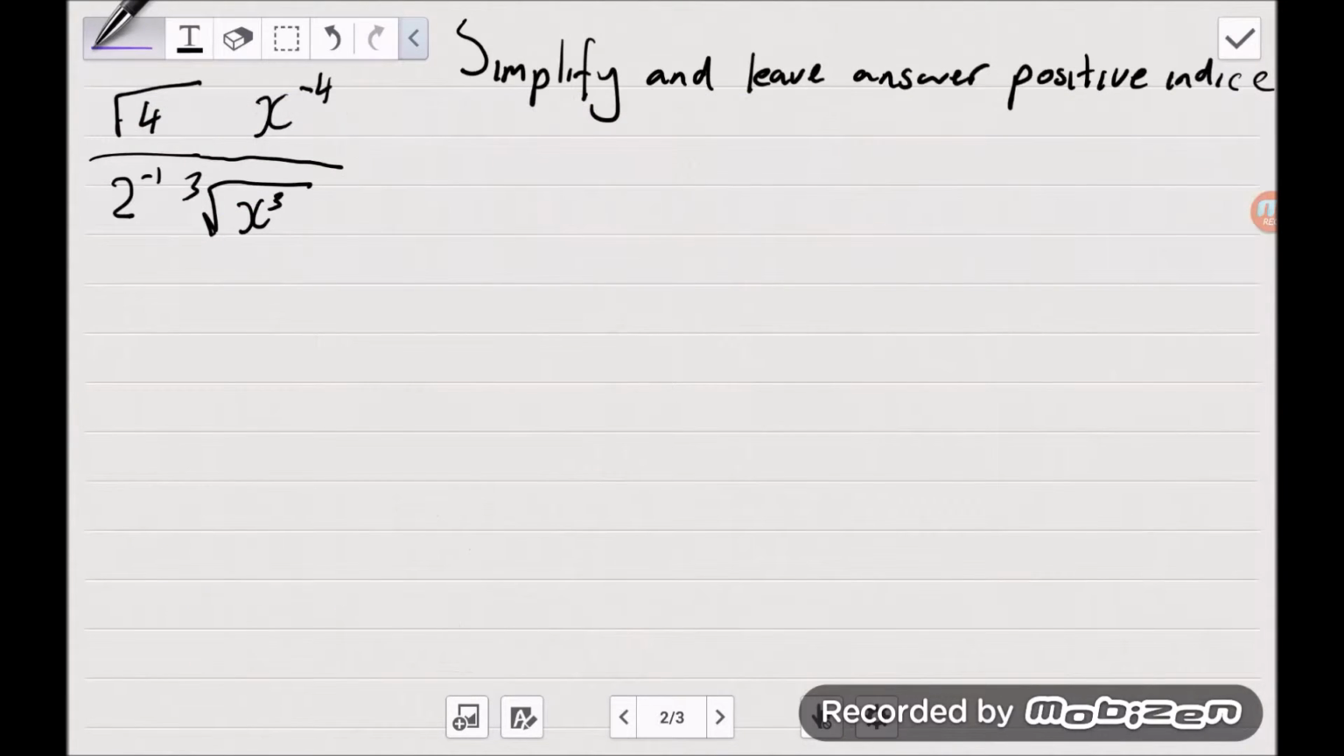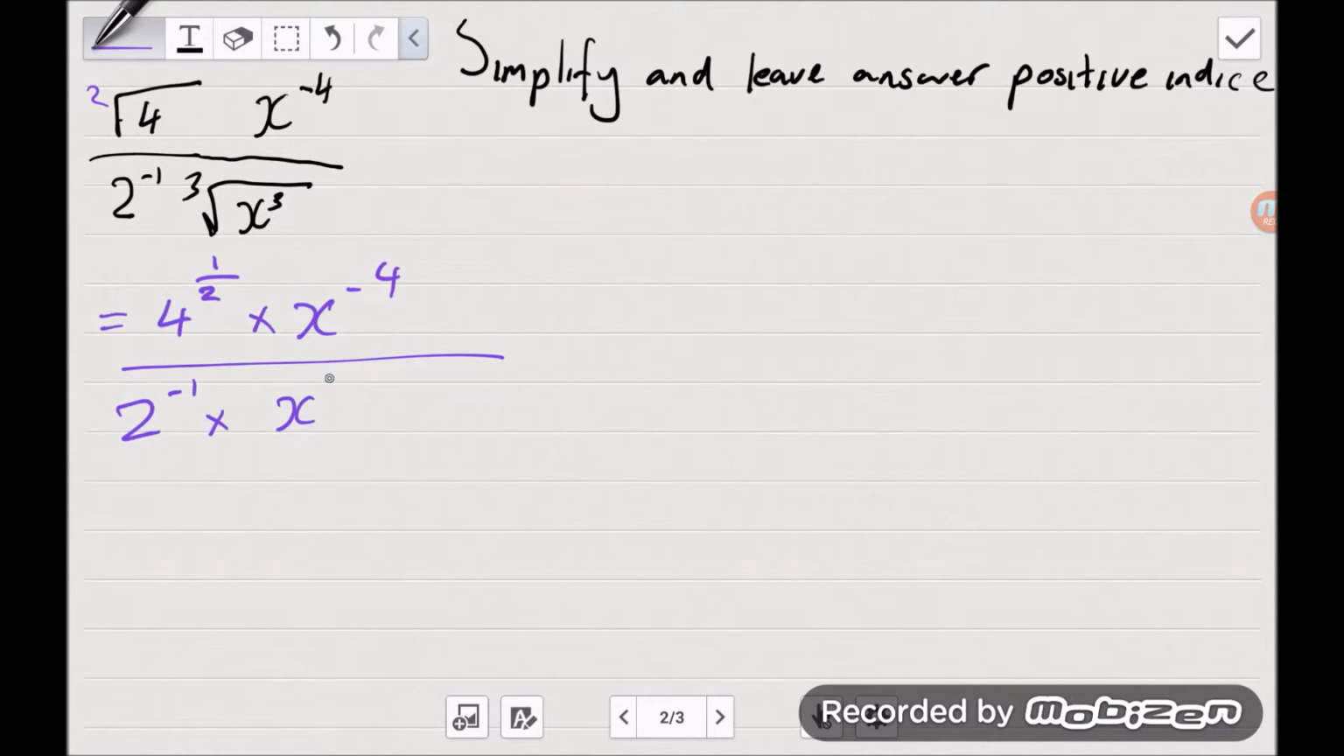For the first question, the question is asking to simplify and leave the answer in a positive indice. Okay, now the first thing I like to do in questions like this is to make the roots into indice form to make the question easy to solve. So over here, there's always an invisible 2 since it's a default root, and over here there's already the 3. So 4 is to the power of 1 over the root, which is 2, times x to the power of negative 4 over 2 to the power of negative 1 times x, the number, then the power with the number, which is 3, and the root power, which is 3, which gives us 1.